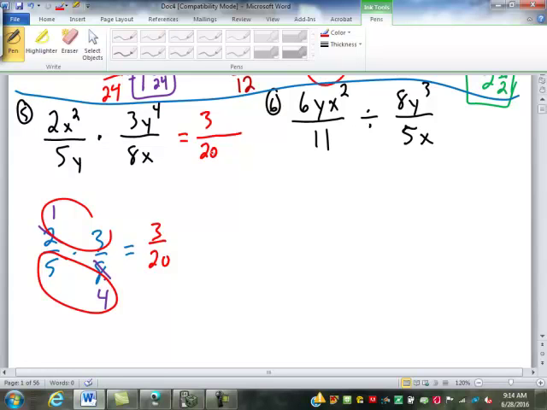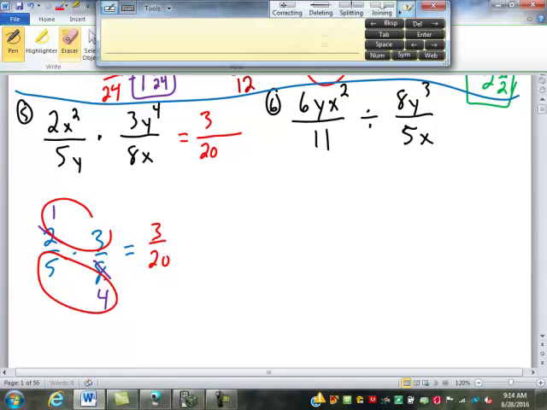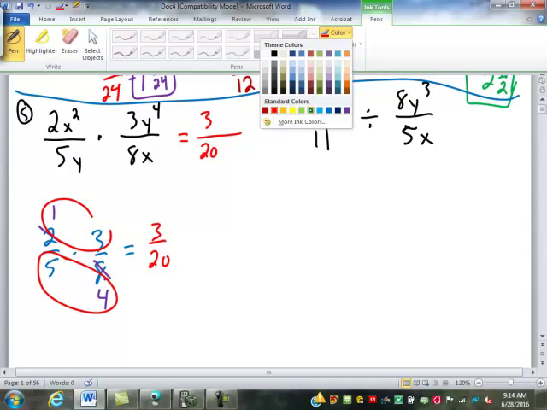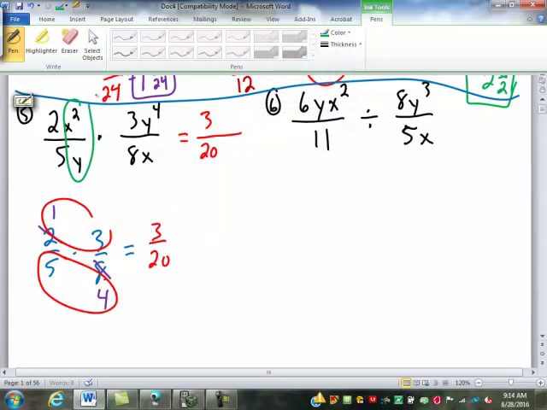Now we're going to look at the variables. I have x squared over y here. Here I have y to the 4th over x. Now what I'm going to do is just combine those. x squared, y to the 4th, and then I've got yx. I'm going to put them in alphabetical order, so it's xy like that.